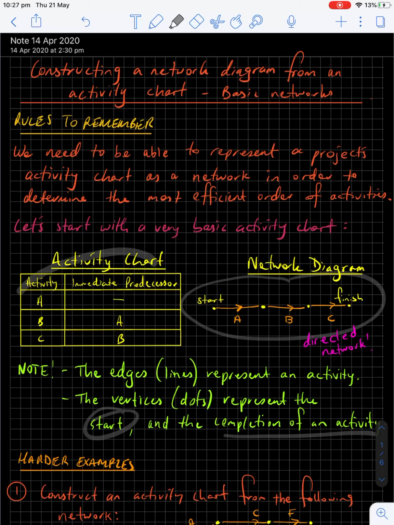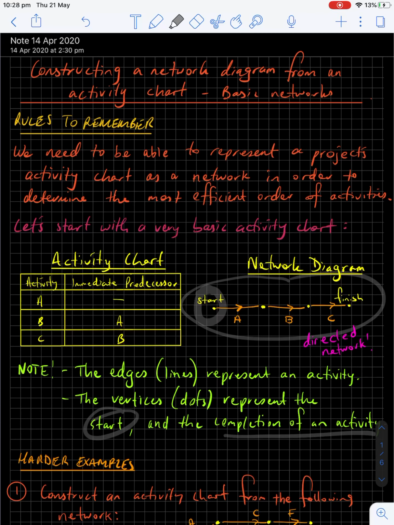So here we've got an activity chart like this. We've got 3 activities, A, B, and C. And the predecessors for A is nothing. You can start with A. To do B, you must have done A. And to do C, you must have done B. So this is as basic an activity chart as you can get. And we can make a network diagram for it.